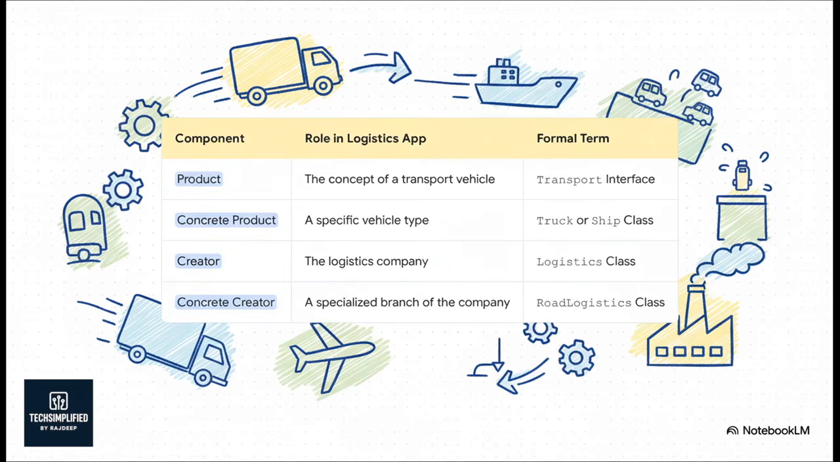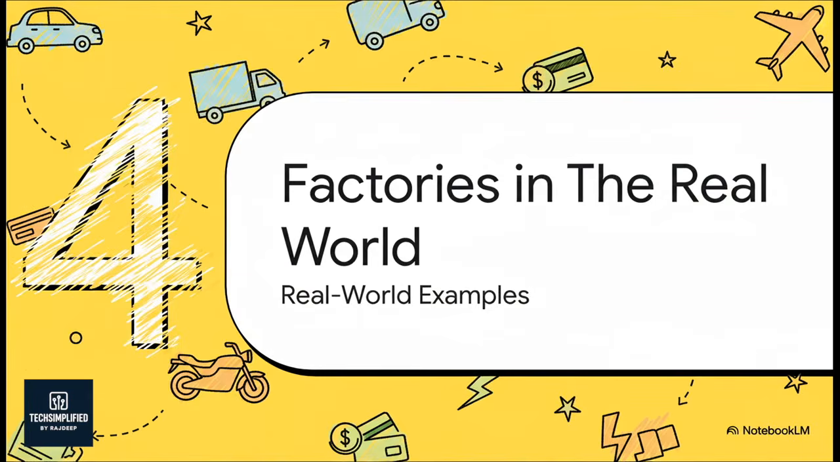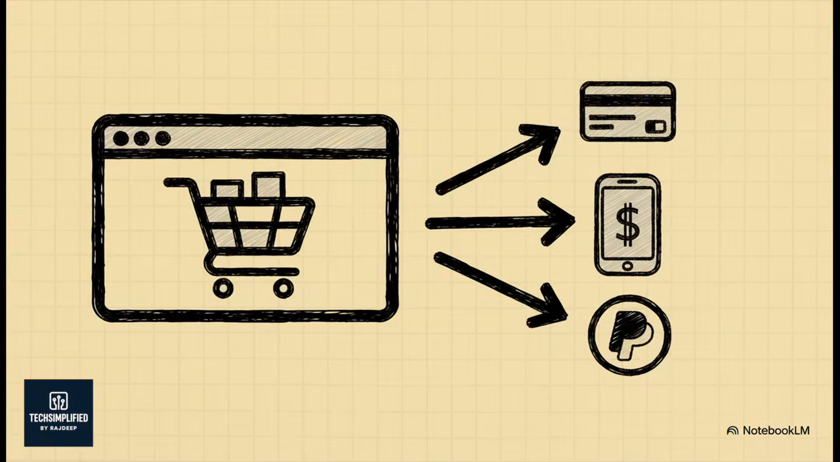It's beautiful. Okay, I know this can still feel a little abstract, but I promise you, you have used systems built on this exact pattern, probably even today. Let's look at a couple of real-world examples that will make this click. First up, payment gateways. Just think about any e-commerce site. When you go to checkout, it might give you the option to pay with Stripe or PayPal or Apple Pay. The website needs a way to create the correct payment processor object depending on what you choose.